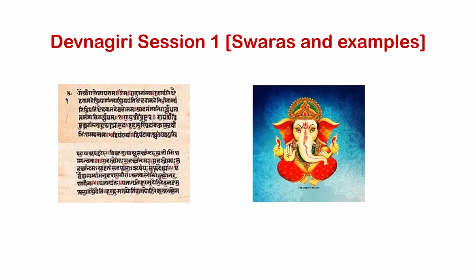So for today, we saw 6 swaras in all: A, E, U, and their Dirgham forms. In all there are many more swaras, but today we saw 6 aksharas, or you can say 6 swaras. Could everyone follow? Could you make out? Yes.